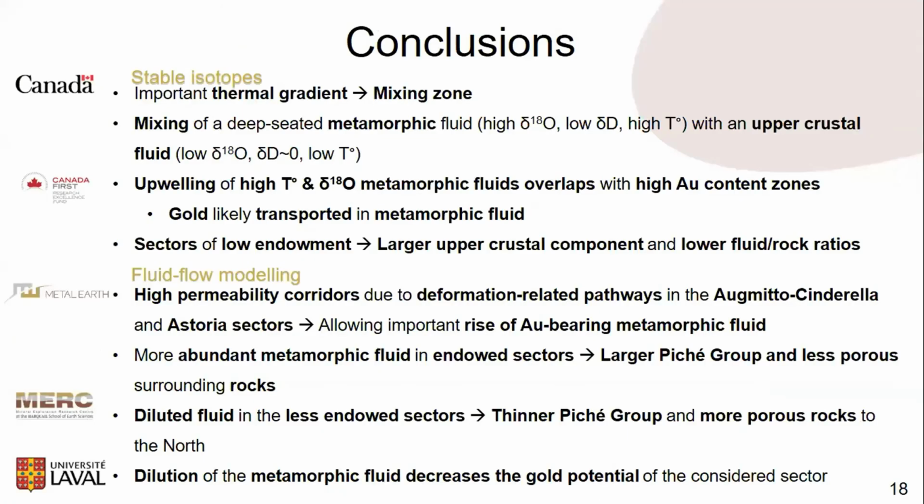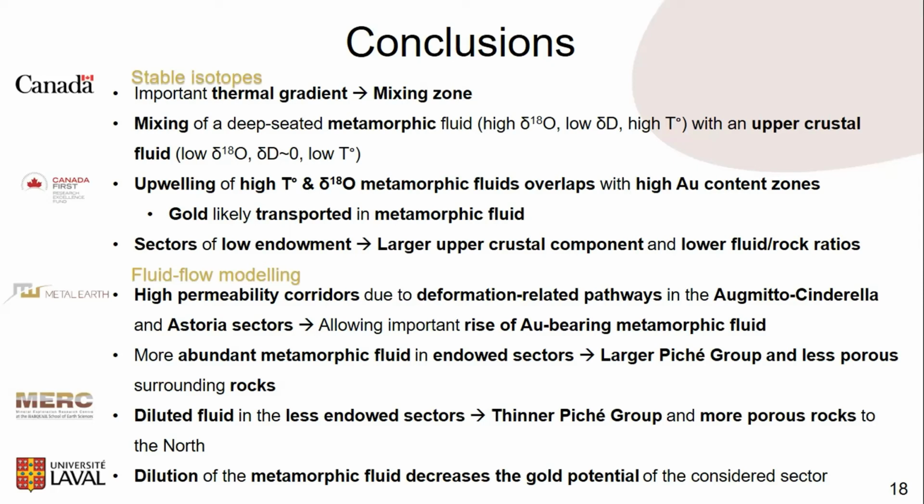So in conclusion, from stable isotopes, we can say that we've noticed an important thermal gradient, which is likely associated with a mixing zone, which would be mixing of a deep-seated metamorphic fluid of high delta 18, low delta D, and high temperature, which would mix with an upper crustal fluid of low delta 18, delta D around 0 per mil, and low temperature.